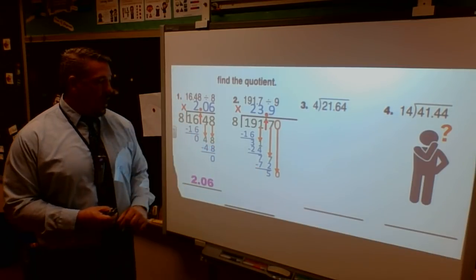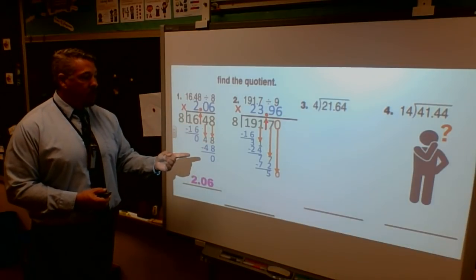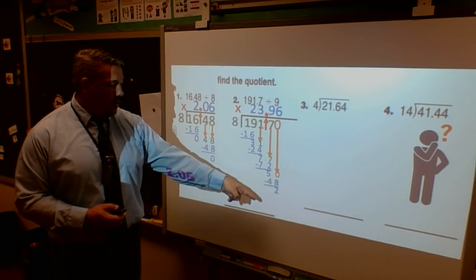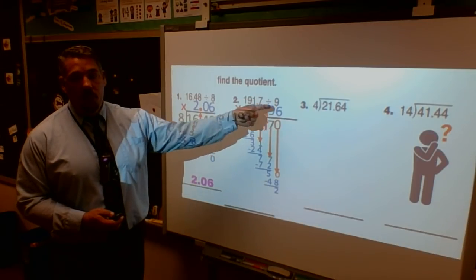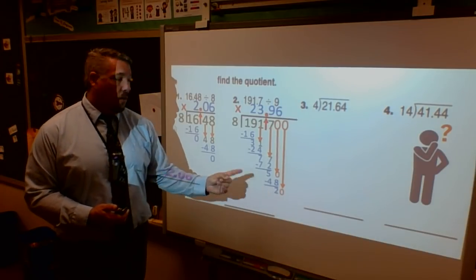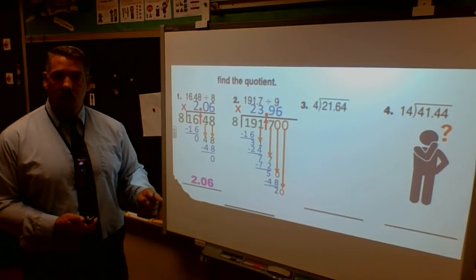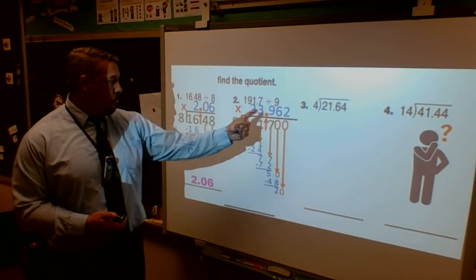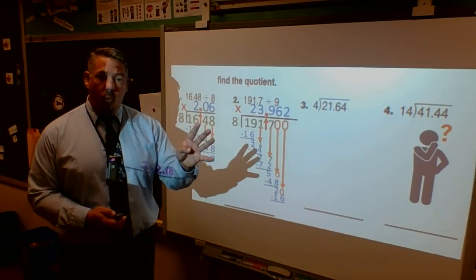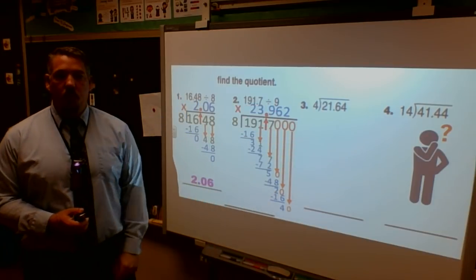8 goes into 50 how many times? Well, I know that 8 times 6 is 48, which is pretty close to 50. So 6 times 8 is 48 with a remainder of 2. Now I have to add a 0 and bring it down. Now I have 20. 8 goes into 20 how many times? Well, 2 times 8 is 16. That gives me pretty close. So I'm going to have to do 2 times 8 is 16 with a 4 left over. Now I have to add a 0 and bring it down.